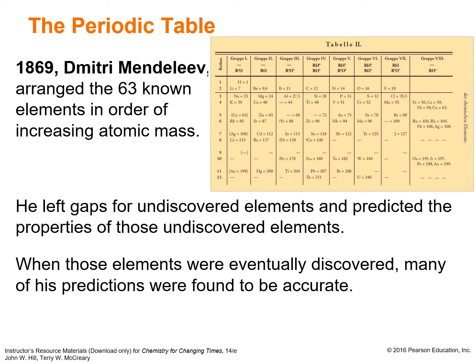This is a picture of the periodic table that Mendeleev and another scientist actually worked on, but main credit goes to Dmitry Mendeleev, and he arranged these 63 known elements in the order of increasing atomic mass. This has changed now. Now the elements are arranged with increasing atomic number, and we will study that in chapter 3. But for now, this is how the periodic table looked, and he left gaps for the undiscovered elements, and he also predicted the properties of those undiscovered elements. And the nice thing about it is, when those elements were eventually discovered years later, many of his predictions were accurate, and I will show you a table comparing what he had predicted and what was observed.